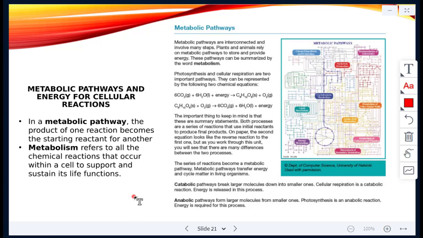So photosynthesis and cellular respiration are two important pathways. So when we look at the equations, we have for photosynthesis, it's 6 carbon dioxide plus 6 water plus energy from sun produces the glucose plus oxygen. Then when we look at the equation for cellular respiration, the starting point is glucose plus oxygen forming 6 carbon dioxide plus 6 water plus energy.